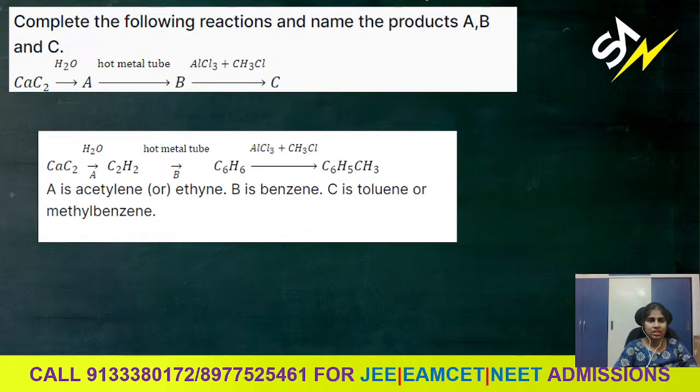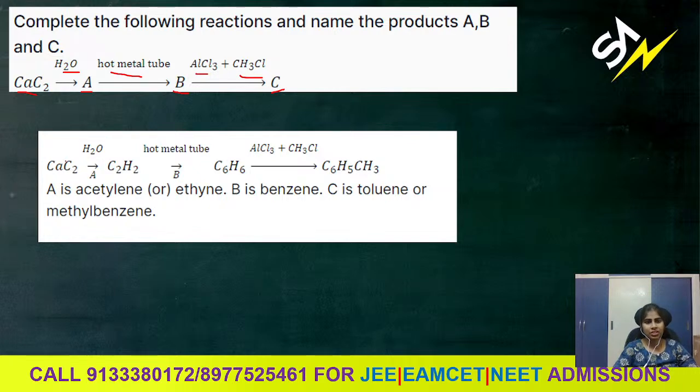And an additional question can be given in this way: complete the following reactions and name the products A, B and C. When calcium carbide, that is CaC2, reacts with water it gives A, in presence of a hot metal tube it gives B, and in presence of AlCl3 and CH3Cl it gives C.